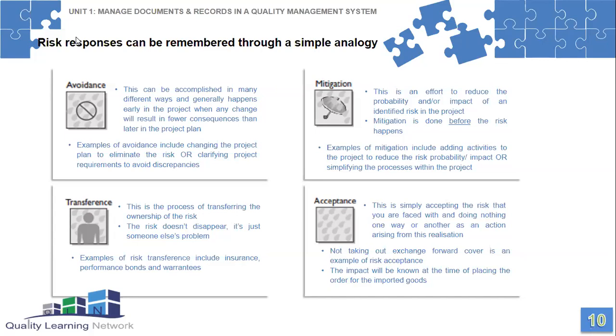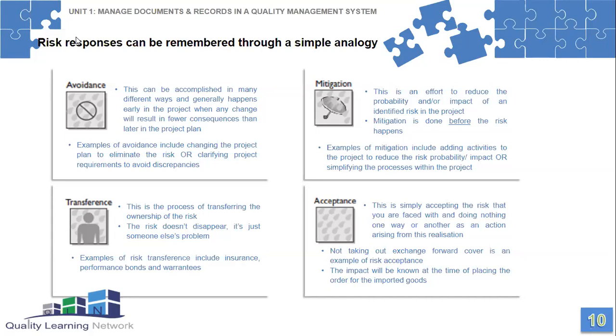Mitigation, which is almost similar to transference, but let's have a look at the difference, is an effort to reduce the probability and or the impact of an identified risk in the project. So mitigation is done before the risk happens. An example would include adding activities to the project to reduce the risk of probability or impact.